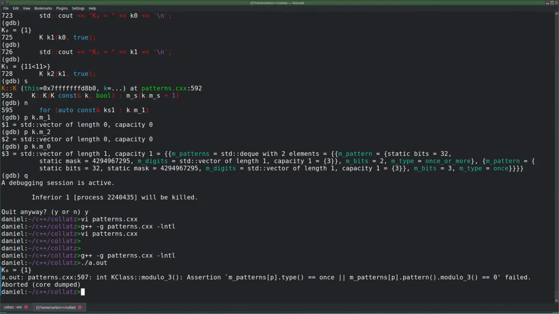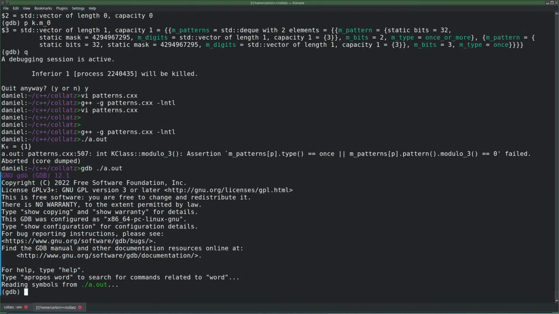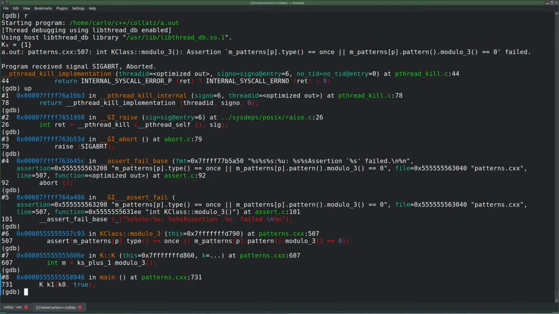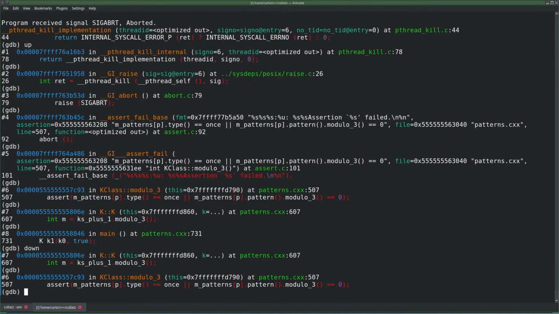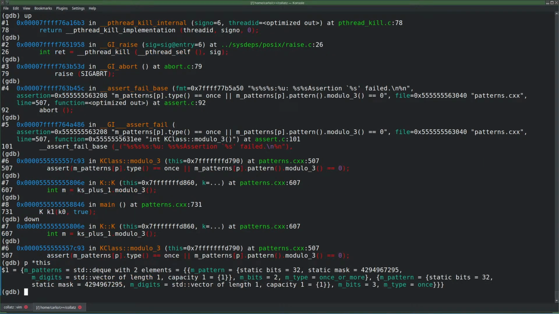That's a bit quick. I'm doing the modulo 3 on class. Let me just print this. It is a DQ of 2 elements. The first pattern being a digit equal to 1, which repeats, and the second pattern being a single digit. 3 bits, but okay, it's a ones pattern 003.